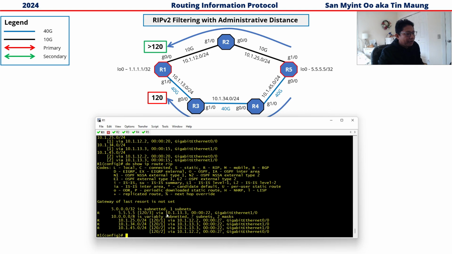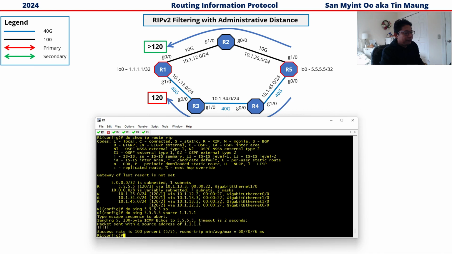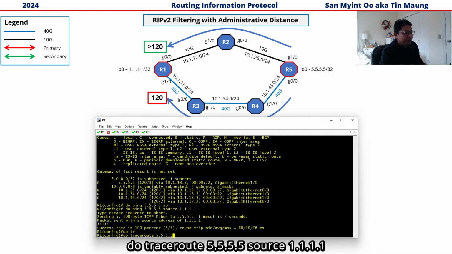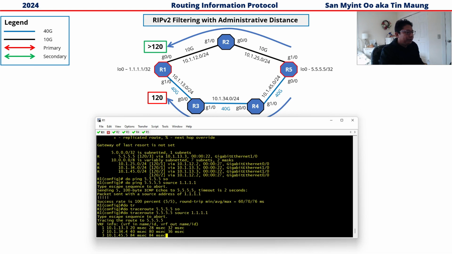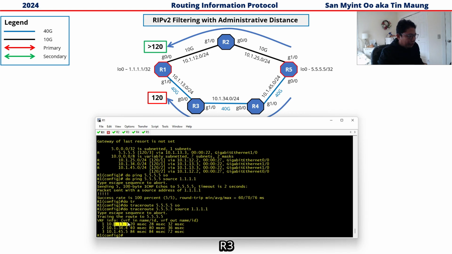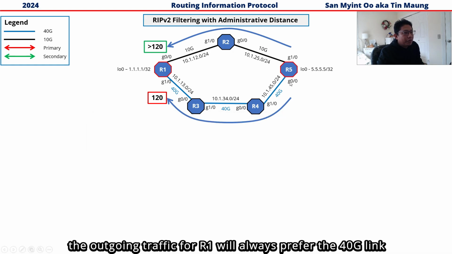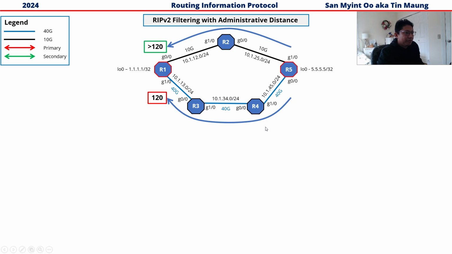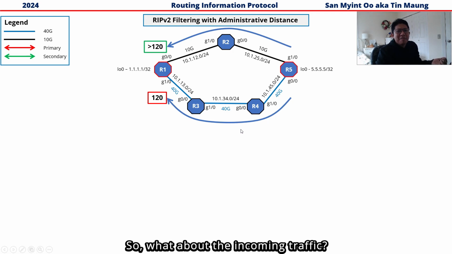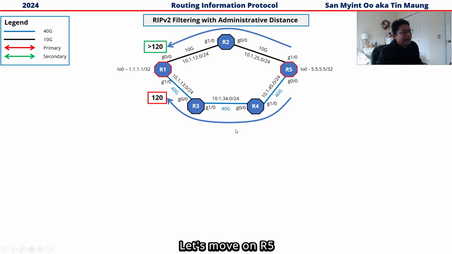3 hops away. 10.1.13.3 is router 3. Ping 5.5.5.5 source 1.1.1.1. Traceroute 5.5.5.5 source 1.1.1.1. Router 3, router 4, router 5. Now, the outgoing traffic for router 1 will always prefer the 40G link. So, what about the incoming traffic? Let's move on to router 5.